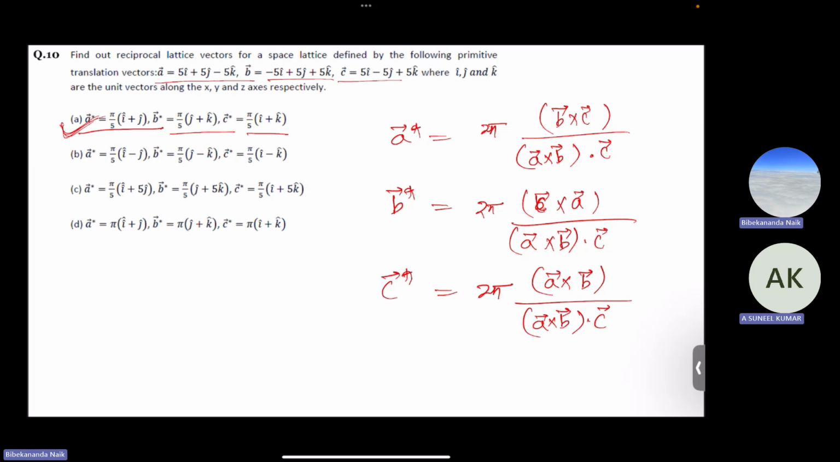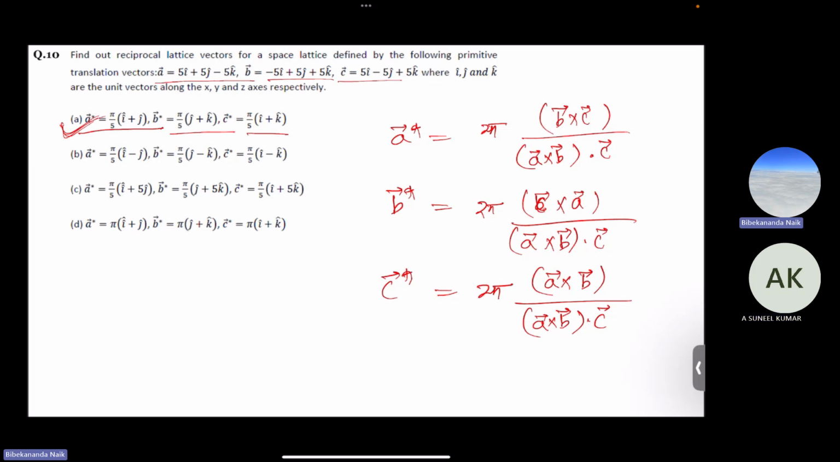Once again, explain, sir. Basically, when calculating conversions from direct lattice to reciprocal lattice, there are some standard results. A simple cubic lattice has a reciprocal that is again simple cubic. The reciprocal of body centered cubic is face centered cubic, and the reciprocal of face centered cubic is body centered cubic.